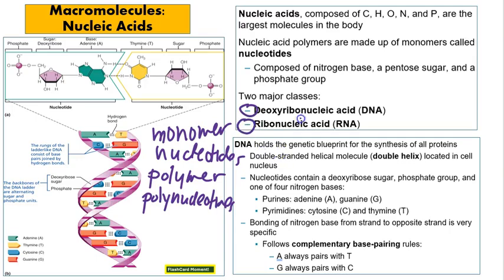The main difference between the two is that we have two different types of sugar. We have a deoxyribose sugar, and then we have a ribose sugar. That's going to help change the structure. We also have different nitrogen bases for them. So let's go ahead and talk about the monomers really quick.